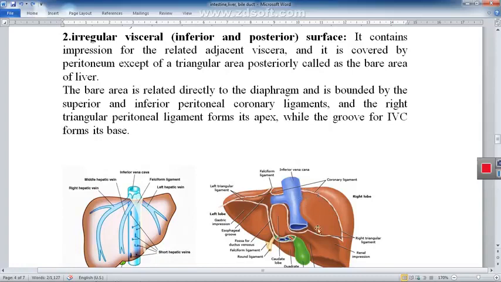Of course, the coronary ligaments and the triangular ligaments, both the right triangular at the apex of the bare area and the left triangular, are reflections of the peritoneum surrounding the liver, the visceral peritoneum, reflected from the liver to the diaphragm to suspend the liver in its position. You can see that the inferior vena cava is lodged in a groove on the back of the liver at the base of the triangular bare area.